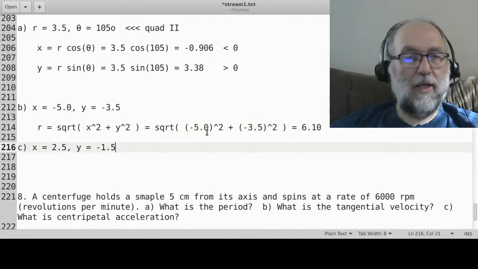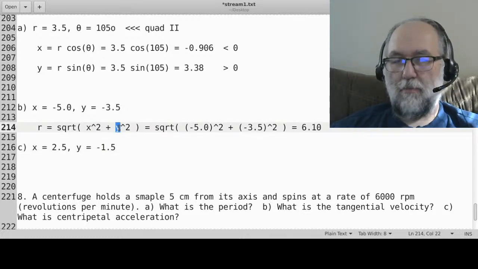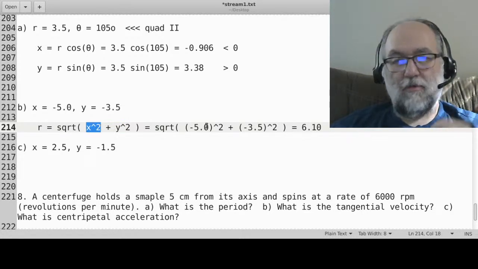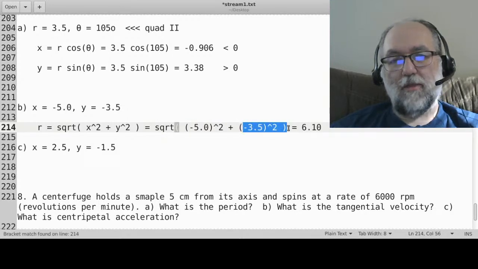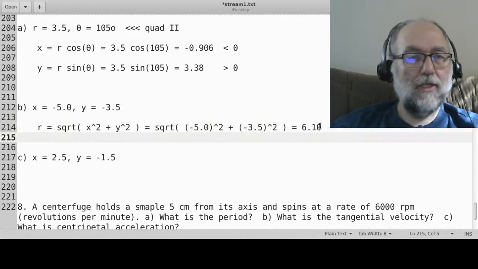By the way, when you're doing r, the sign of x and the sign of y don't matter. It's only the value that matters. That's because if you square a negative, you just get the same thing as the positive. So if you'd done 5 squared here and 3.5 squared there, you'd get the same answer. Okay, anyhow, let's go on.